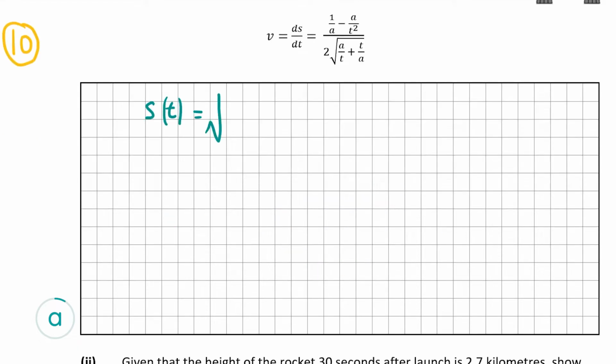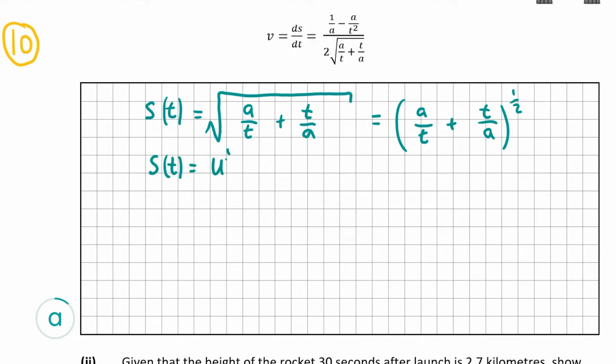The square root of a over t plus t over a is actually the same thing as a over t plus t over a, to the power of a half. So I'm going to write it like that to make it easier. Now I'm going to substitute u for a over t plus t over a. So s of t is equal to u to the power of a half, where u is equal to a over t plus t over a. Now I'm going to use the chain rule to find ds/dt. I'm going to get ds/du and multiply that by du/dt, and this will give me ds/dt.